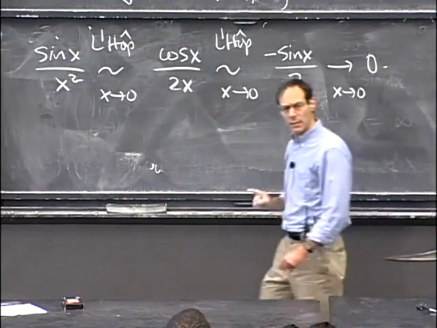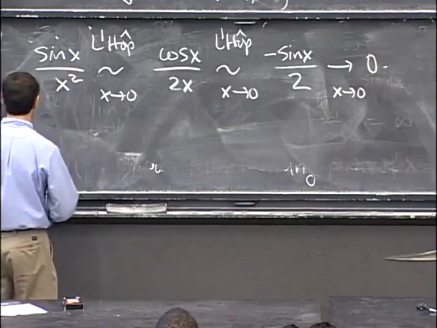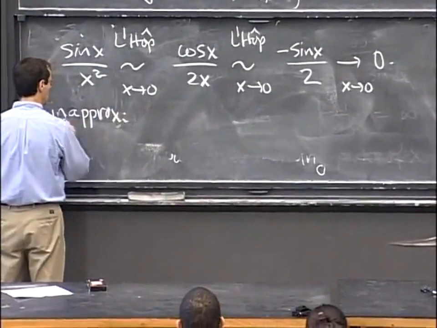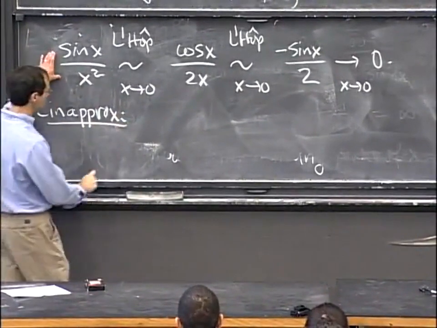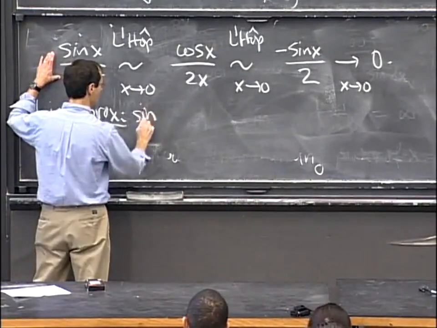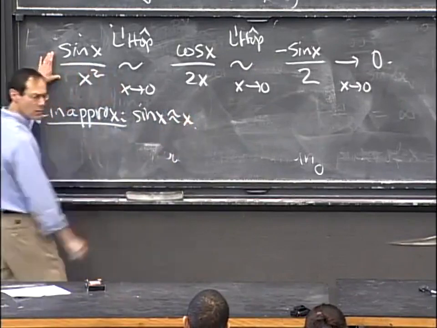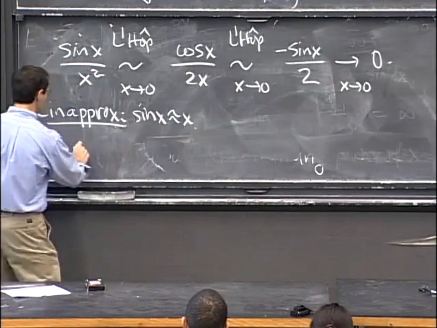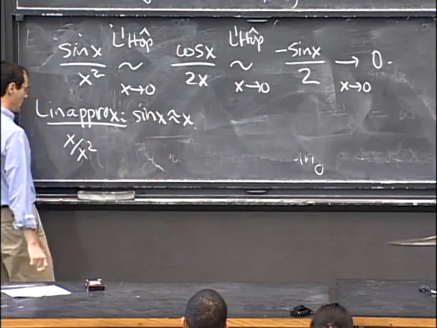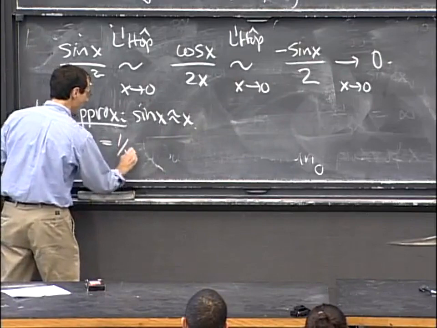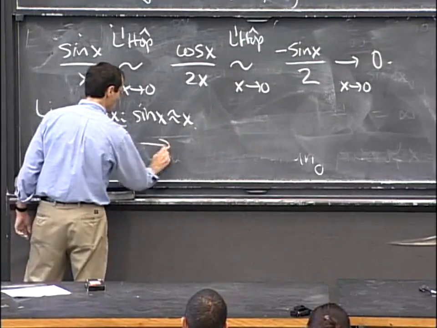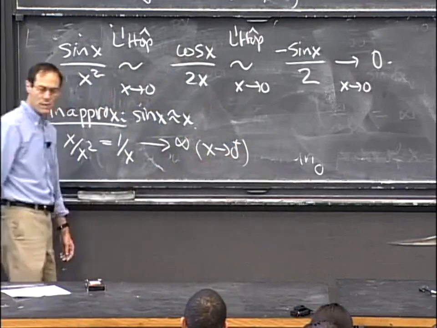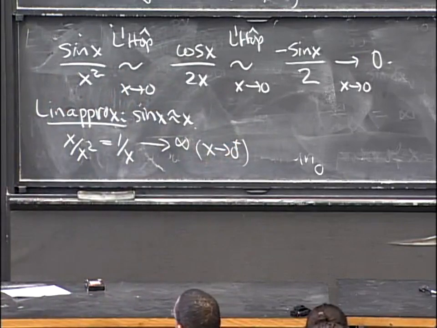On the other hand, if you look at the linear approximation method, the linear approximation says that sine x is approximately x near 0. All right? So that should be x over x squared, which is 1 over x, which goes to infinity as x goes to 0, at least from one side, minus infinity the other side.